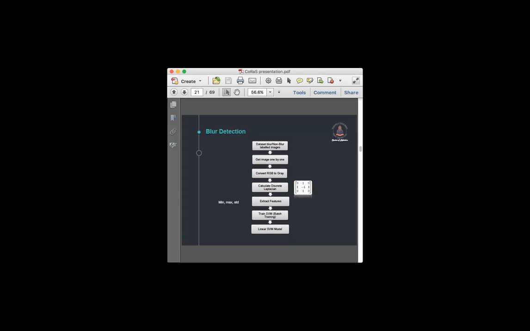We get the image one by one. We convert the RGB image into gray. We calculate a discrete Laplacian based on the mask that you can see on the slide. We extracted statistical features like min, max, and standard deviation. We trained an SVM with batch training based on these features, and we used a linear SVM model to detect the blur. Next slide, please.